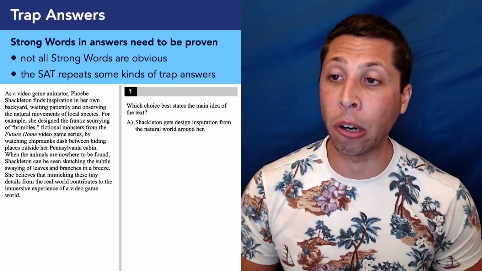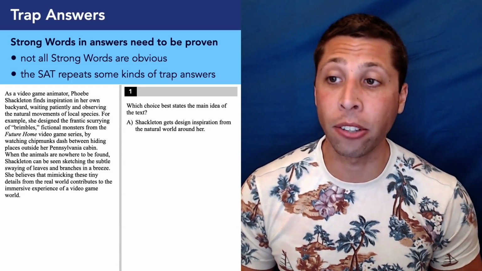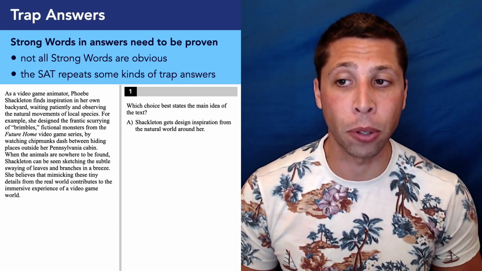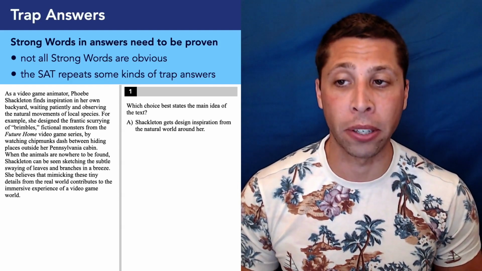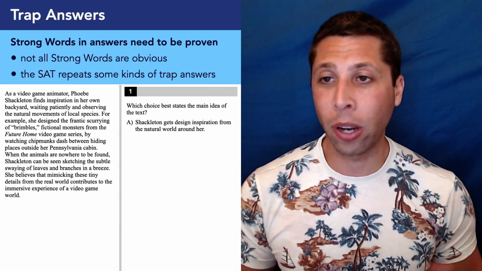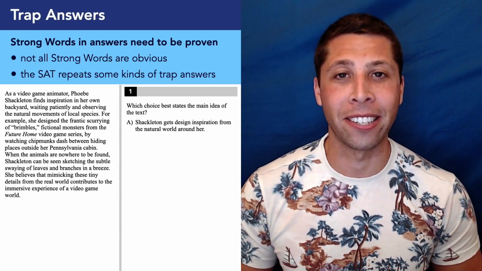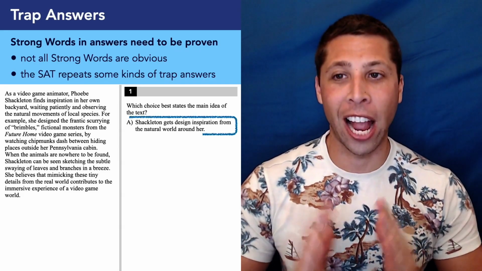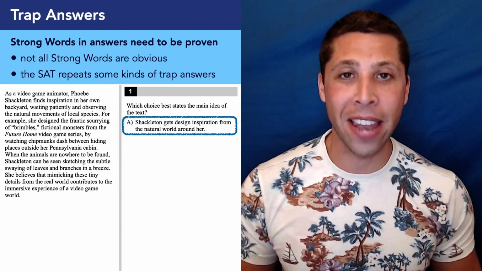When the animals are nowhere to be found, Shackleton can be seen sketching the subtle swaying of leaves and branches in a breeze. She believes that mimicking these tiny details from the real world contributes to the immersive experience of a video game world. And our question is pretty standard: which choice best states the main idea of the text? And I'm just going to tell you right away, choice A is the answer. Shackleton gets design inspiration from the natural world around her.